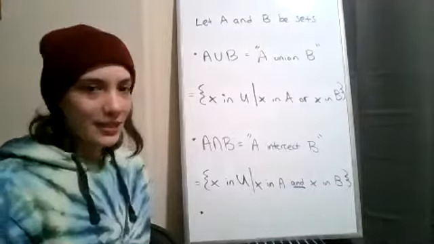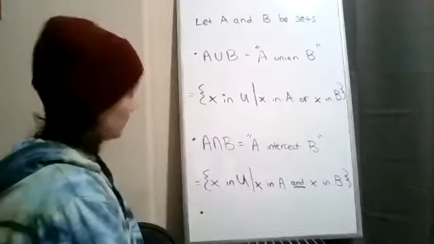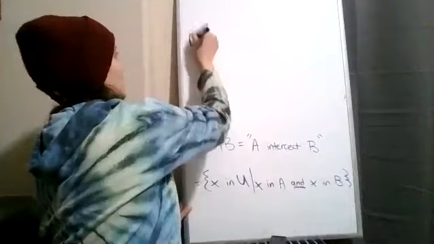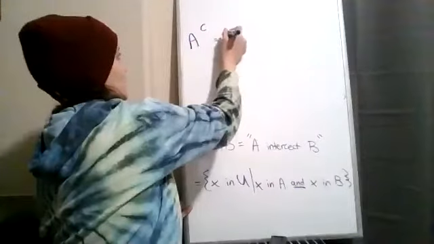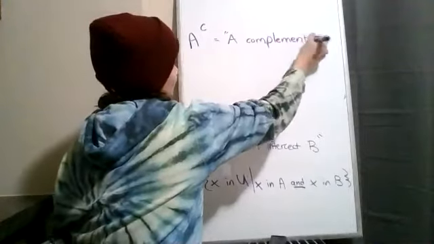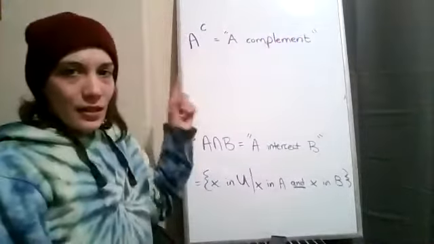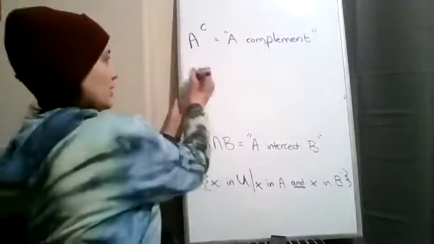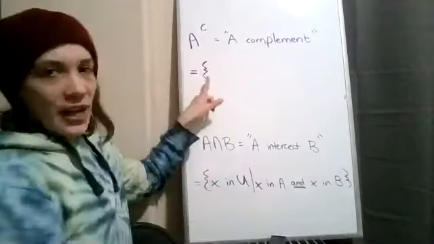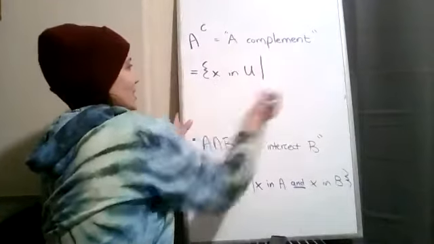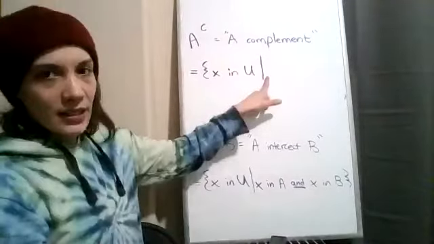Okay, a complement. So the complement of A is the set of elements that are not in A. So your set of x in U such that x is not in A.